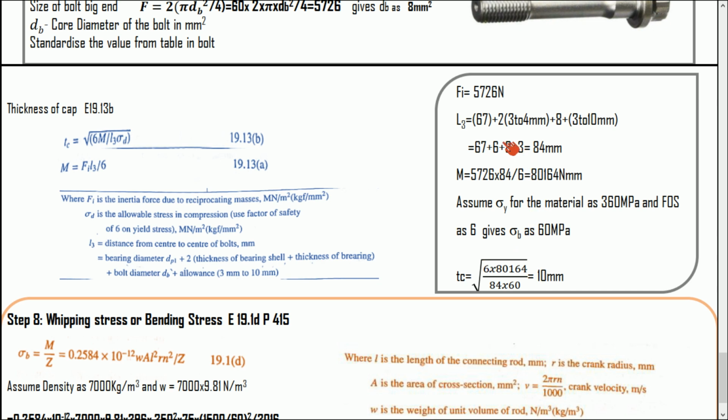So L3 is the value of the crank bearing pin, dP1, which is 67 because I have assumed it as 0.67d. So 0.67 into 100, plus 2 into the thickness of the bearing shell plus thickness of the bearing, which is considered as 3 to 4 mm, and the bolt diameter 8 mm, and finally the allowance of 3 to 10 mm. Upon substituting all these values, you are going to get 84 mm.